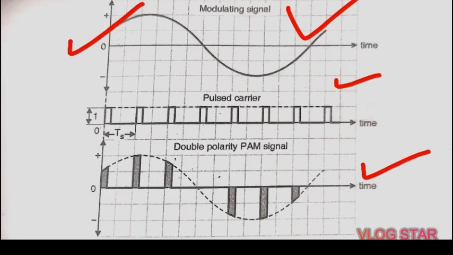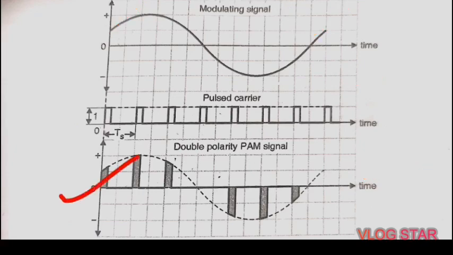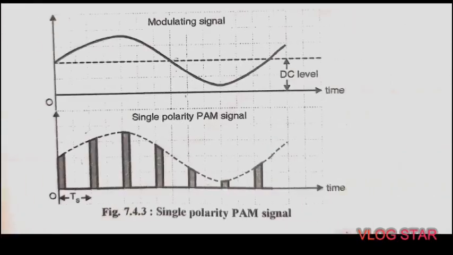Again there are two types of PAM. The first is double polarity PAM and second is single polarity PAM. We can see the double polarity PAM in this figure. This is double polarity PAM, meaning the positive and negative parts are there. In single polarity PAM, a fixed DC level is added to the continuous signal x(t), and due to this the modulated pulses are always positive.